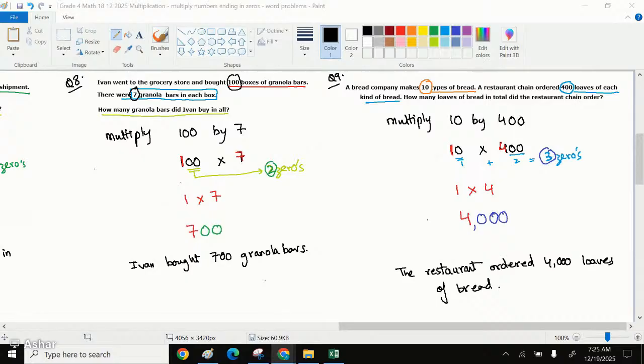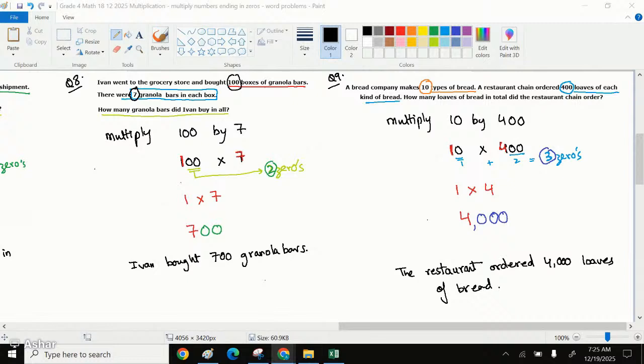That means 10 types of breads were there. So we multiplied 10 by 400. The first digit of 10 is 1, and the first digit of 400 is 4, right? The hundreds. So we multiply 1 by 4. The answer comes out to be 4.